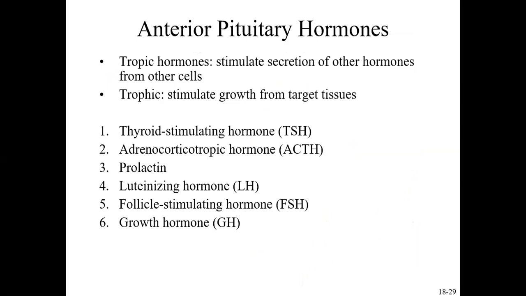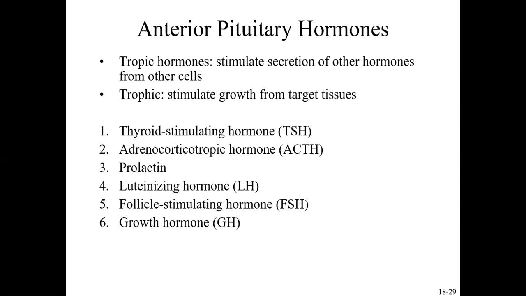Now let's take a look at the anterior pituitary gland. We're going to look at 6 main hormones coming from that side. Here we see two definitions for you, tropic hormones and trophic hormones. You have to be careful with the terms here. They're very similar in spelling, but they do have different meanings. Tropic hormones basically stimulate secretion of other hormones from other cells. In other words, you have a chain reaction type hormone system. One hormone stimulates a gland to release a different hormone. That's a tropic hormone.